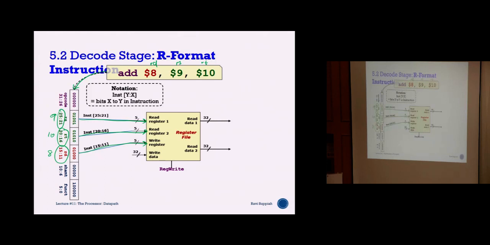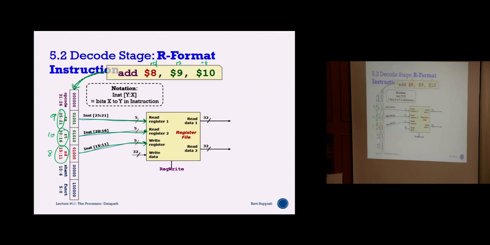So we are going to now look at the simple add instruction and try to figure out how this instruction, the 32 bits, propagates through the processor to tell it what to do. What we know so far is the translation of the instruction to the opcode. So this is the 32-bit opcode.